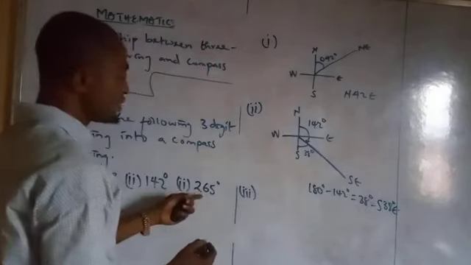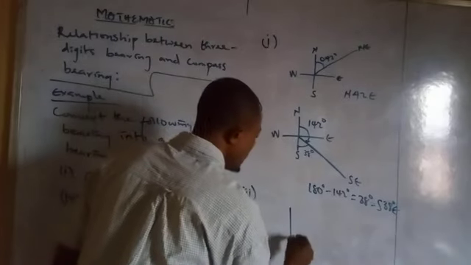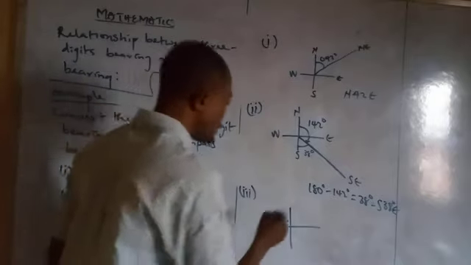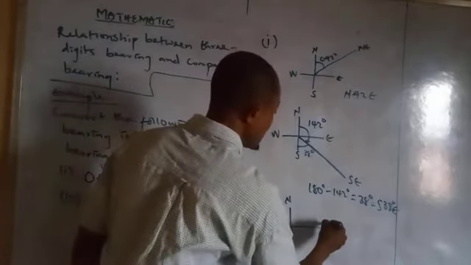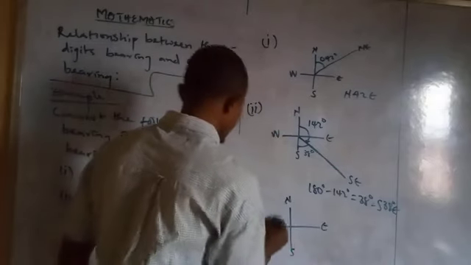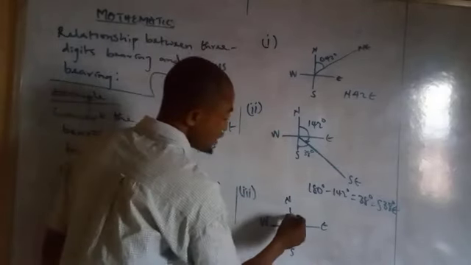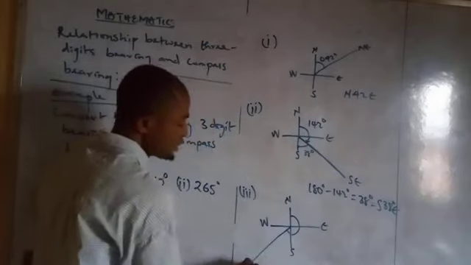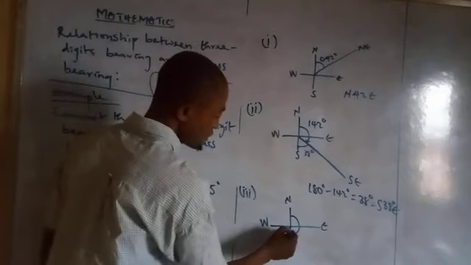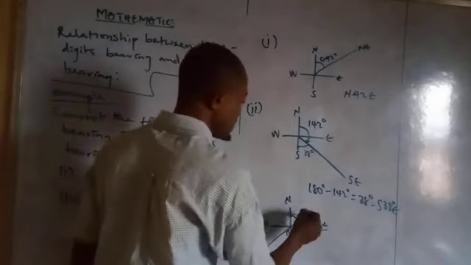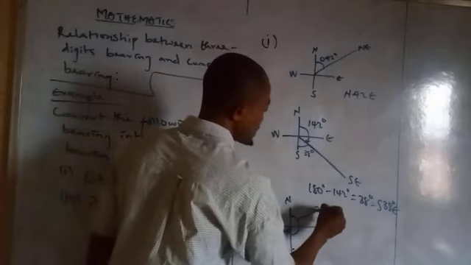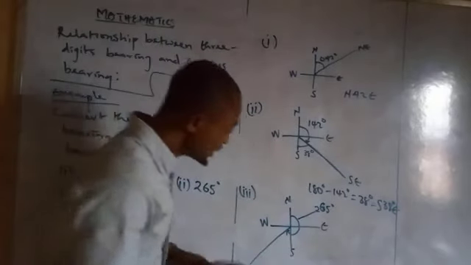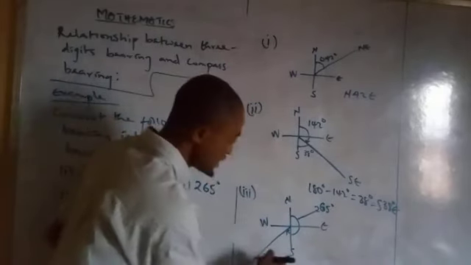Then the third one, Roman figure 3. We have 265 degrees. We draw our cardinals as well, the 4 cardinal points. This is north, this is east, this is south, and this is west. 265 degrees, we move in this direction. This is 90, 180, 265 degrees, somewhere around there. Then we have this. This is 265 degrees. So now this is south, this is west.